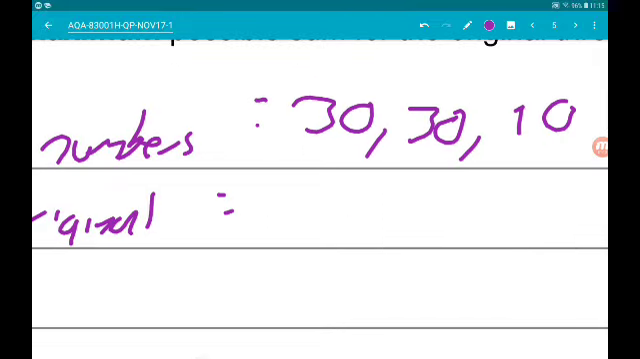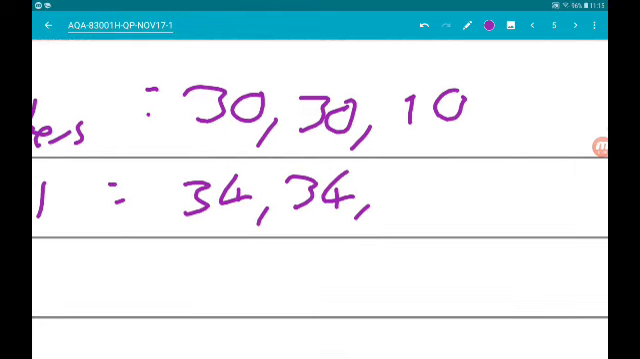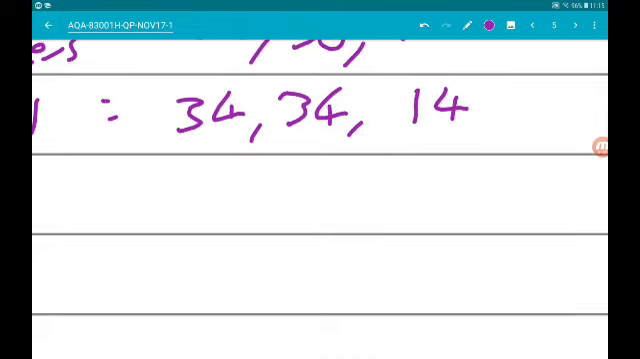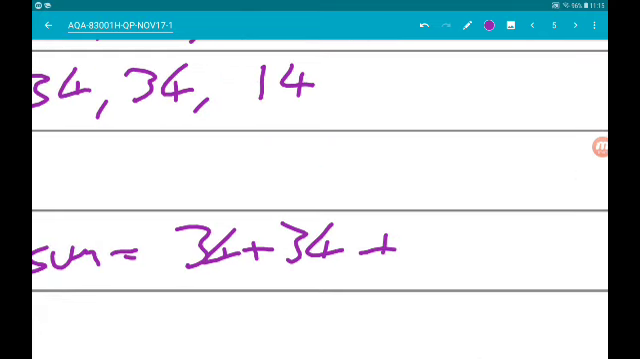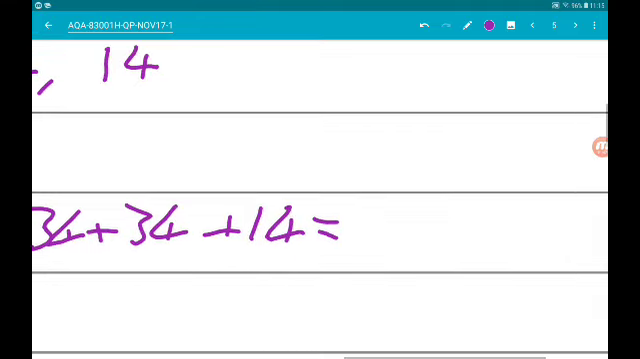So the biggest number that would round down to 30 would be 34. So we're going to have that twice. And then the biggest number that would round down to 10 would be 14. So the sum is 34 add 34 add 14. And that's going to give us 68, 78, 82. Cool.